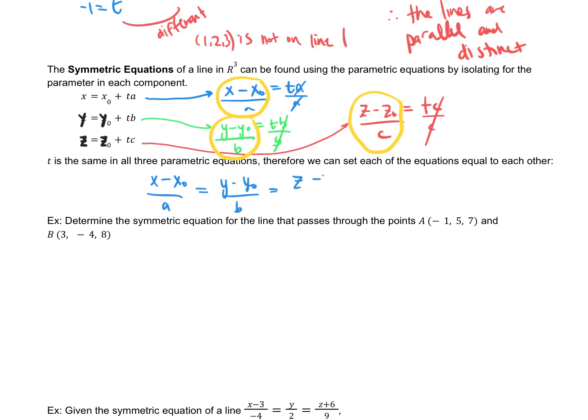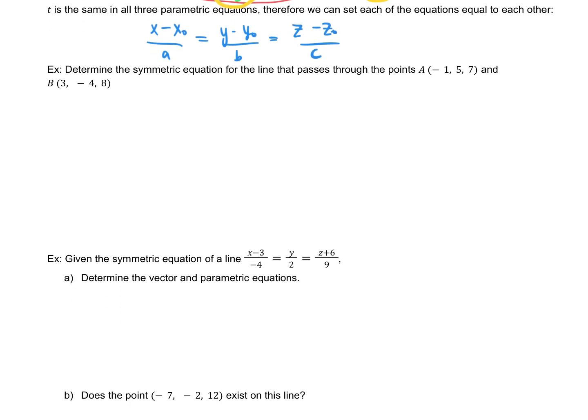And this is your symmetric equation. And you'll notice A, B, C here, the denominators, represent the direction vector, but only if the x, y, and z values' coefficients are positive. If it's not, then that doesn't represent your direction vector. So let's look at this next example.